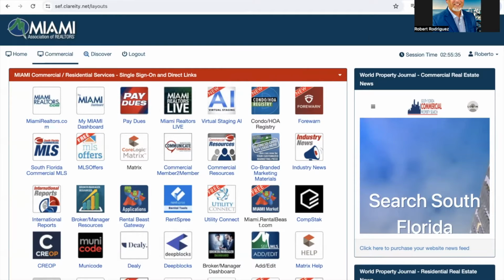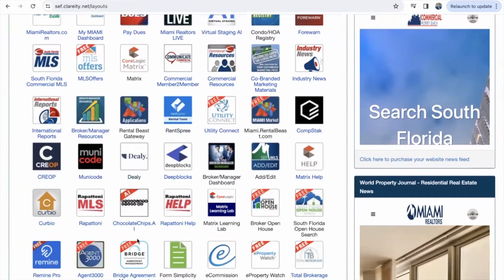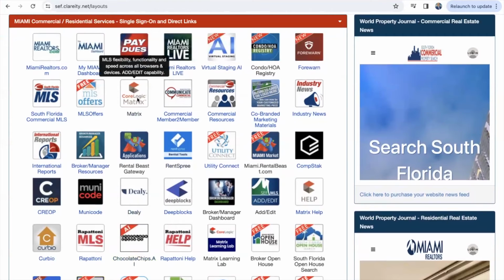All right, guys, so we are logged in already to the Miami Gateway. And of course, we are going to open up Matrix, which is your MLS. And then eventually we will open up IMAP and also RPR.